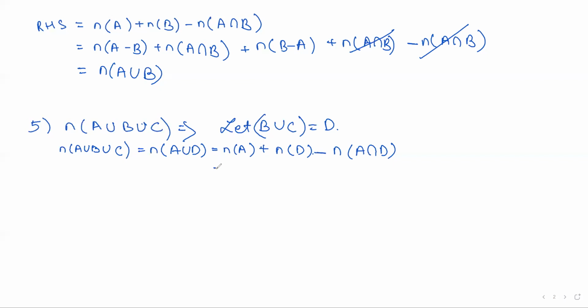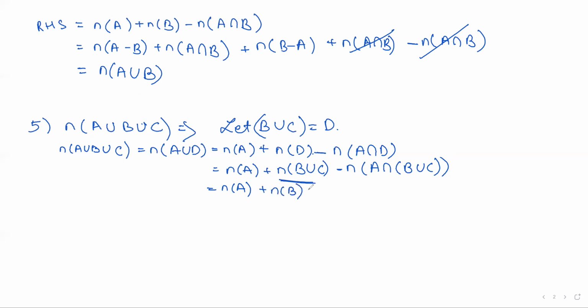Now we will resubstitute the value of D: n of A plus n of B union C minus n of A intersection B union C. n of A plus, here you can again apply the same formula of A union B, n of B plus n of C minus n of B intersection C. Here, what do you have? This is minus n of A intersection B union C.